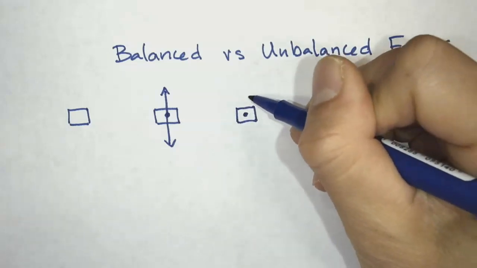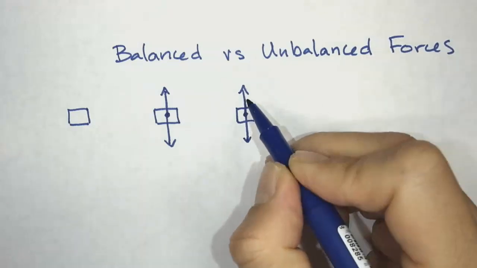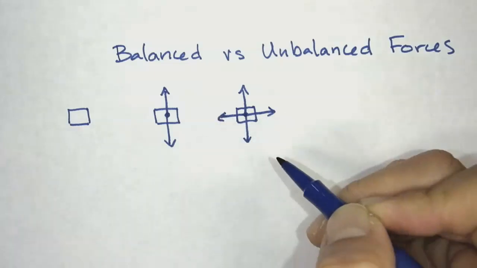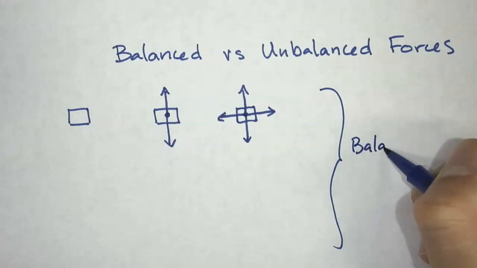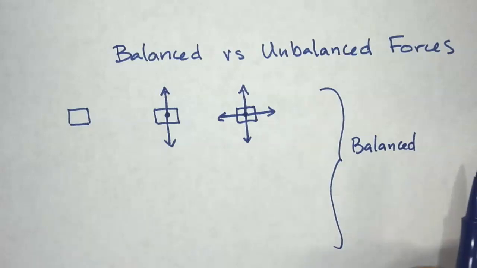Now we're going to have an object where it has four forces acting on it. So two in the vertical direction and two in the horizontal directions, and those two are balanced. So we're going to first take a look at balanced forces, situations where the forces are balanced. So in all three of these situations, we would say that the forces are balanced.